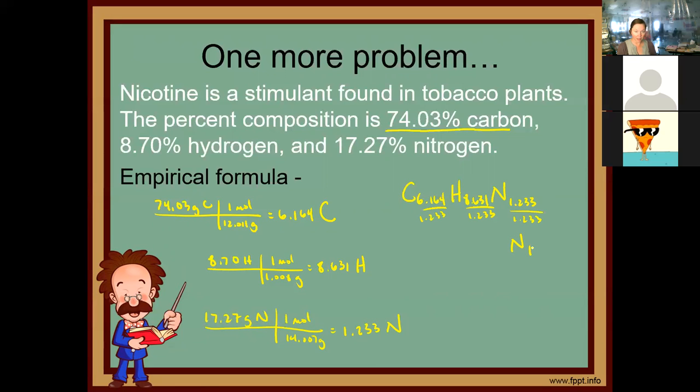Carbon: 6.164 divided by 1.233 is 4.999. Can I call that a 5? For sure. How about hydrogen? 8.631 divided by 1.233. Ooh, I got exactly 7. Not even any rounding necessary. So this is our empirical formula: C5H7N. Good? Guess what we're going to have to do next?